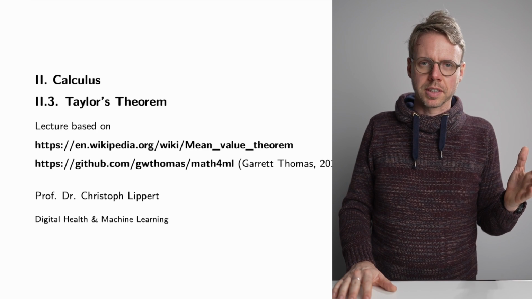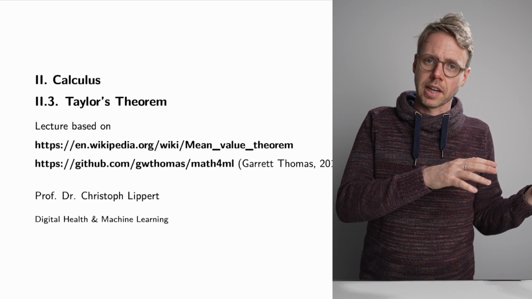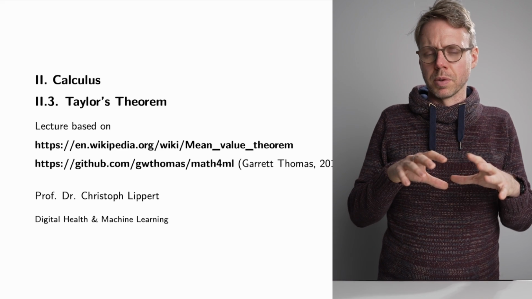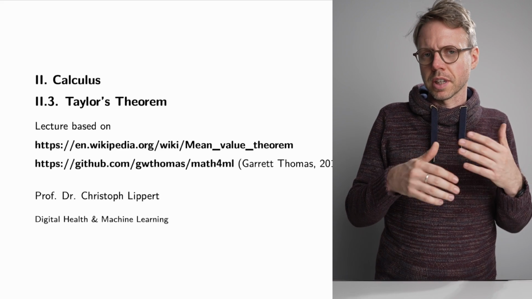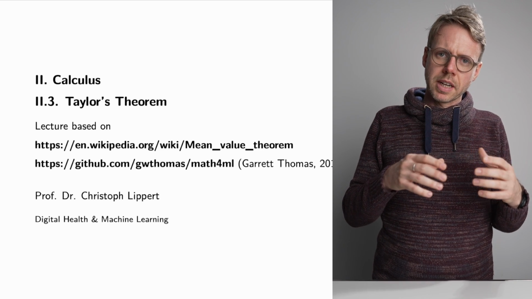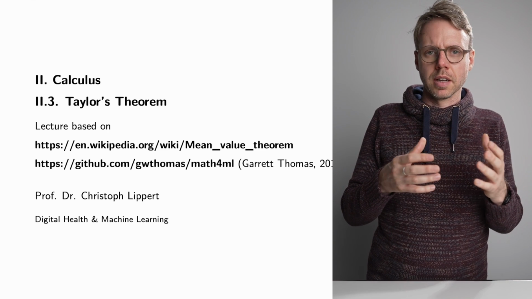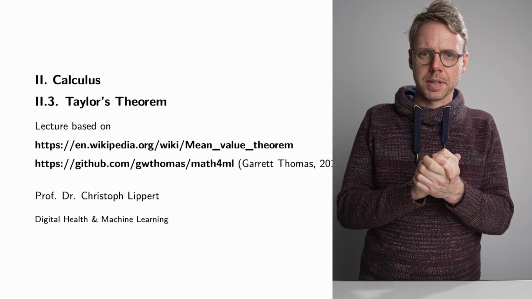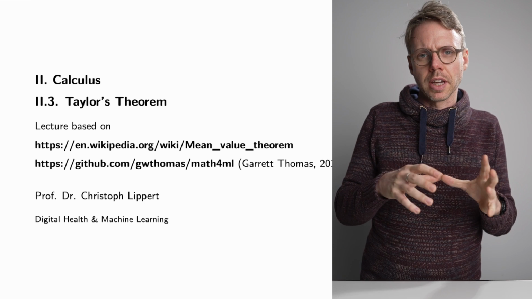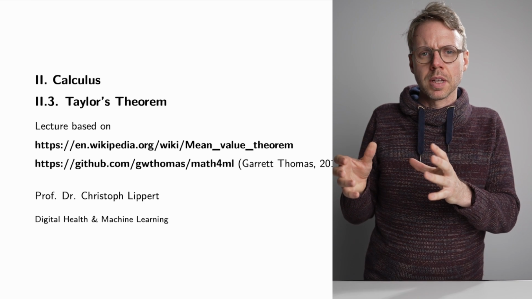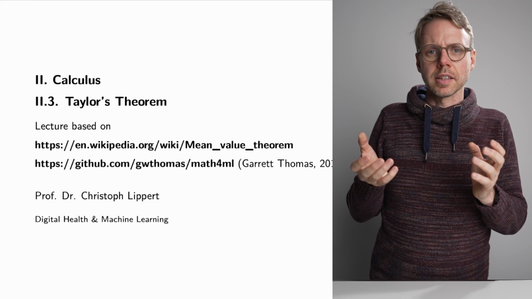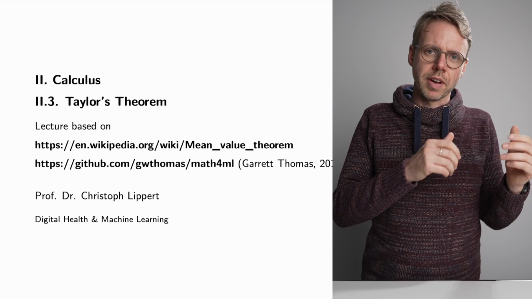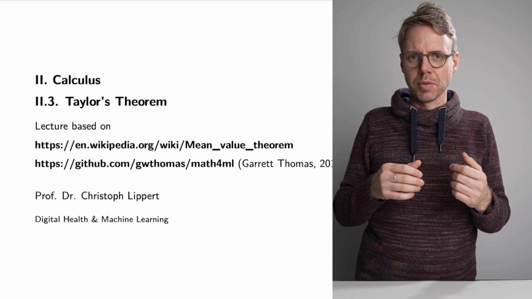Today we will discuss a generalization of Taylor's theorem to the multivariate case, and we will basically derive tools that we can use to better understand optima of high-dimensional optimization problems. In order to get to Taylor's theorem, we will first generalize a theorem that you might already know from univariate calculus, namely the mean value theorem.